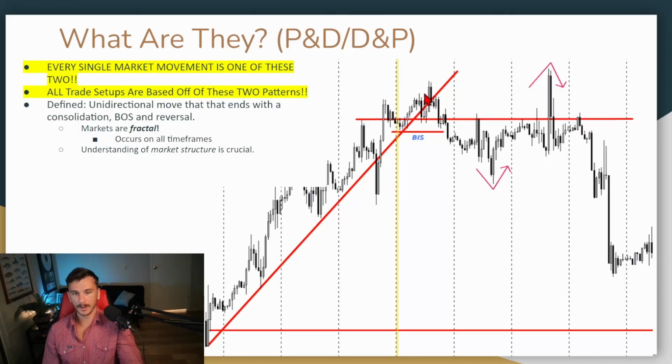What are the pump and dump and the dump and pump? P&D, D&P, all right? So just for future reference, that's what those mean. Every single market movement is one of these two patterns.